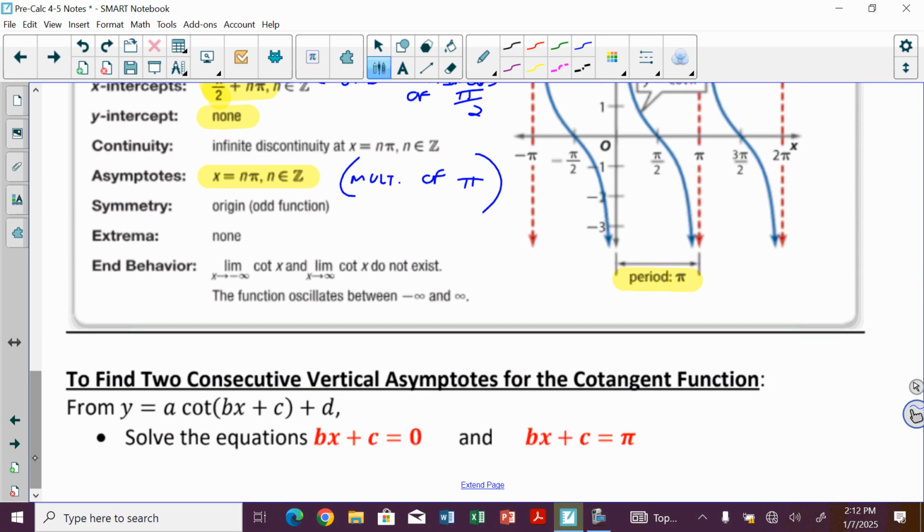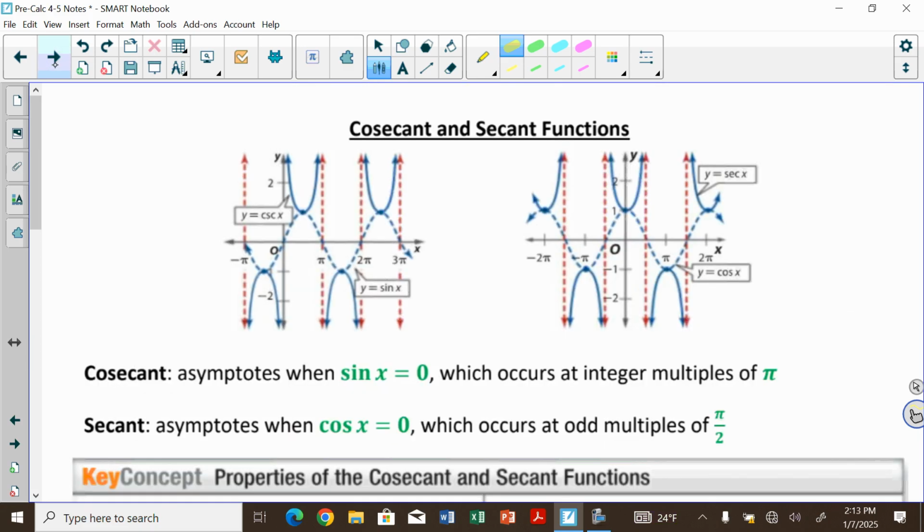All right, same thing here with trying to find two consecutive vertical asymptotes. When we do that, right here and right here are those equations. So we've seen that bx plus c equals, but this time, instead of the tangent one, when we're dealing with cotangent, you're looking at bx plus c equals 0 and pi instead of negative pi over 2 and pi over 2. Okay, so it's slightly different on the equation if it's a cotangent. All right, so let's work through those and let's talk about cosecant and secant as well.